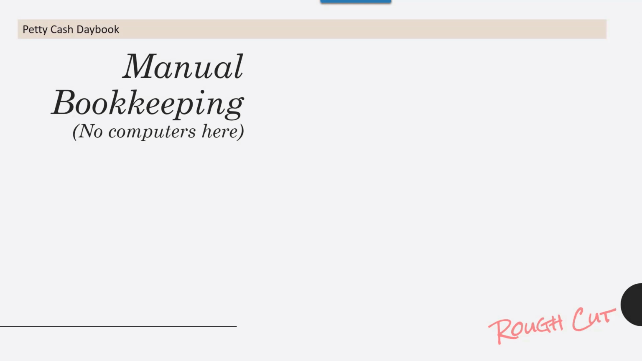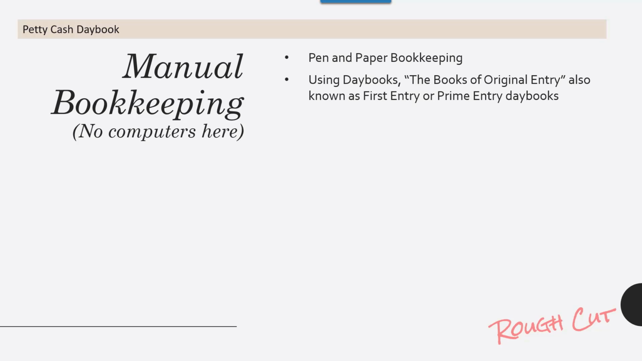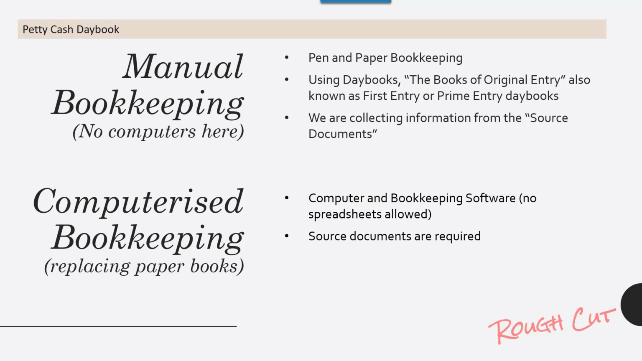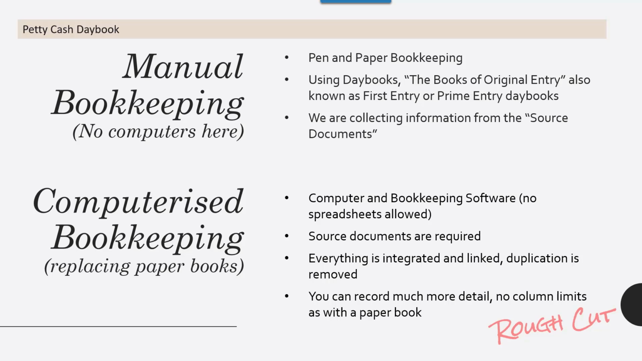Manual bookkeeping without computers. This is pen and paper bookkeeping using daybooks, the books of original entry, also known as first entry or prime entry daybooks. We are collecting information from the source documents. Computerized bookkeeping, we're going to replace the paper books. We're going to have computer and bookkeeping software, no spreadsheets allowed. The source documents are still required. Everything is integrated and linked. Duplication is removed. You can record much more detail, no column limits, as with a paper book.